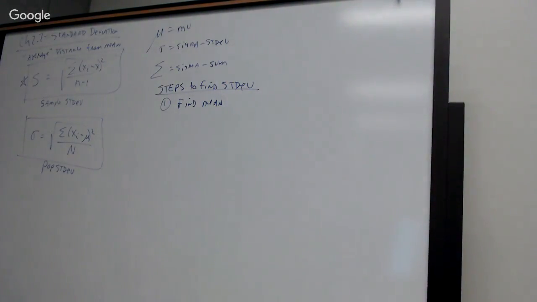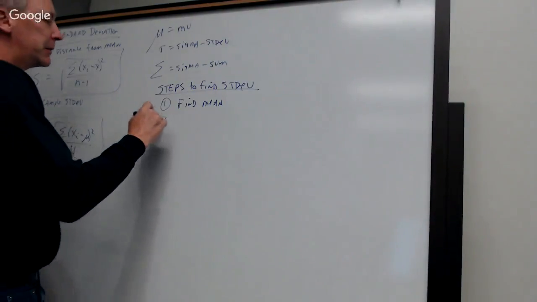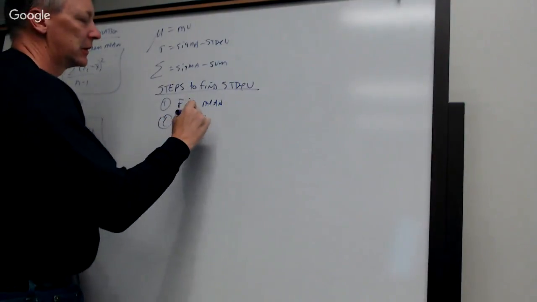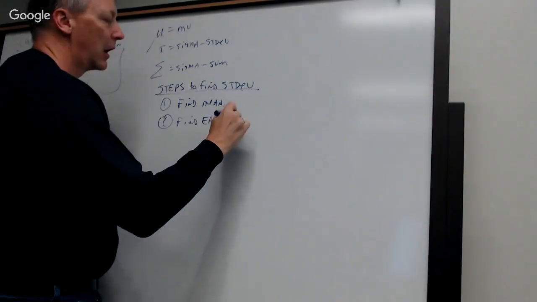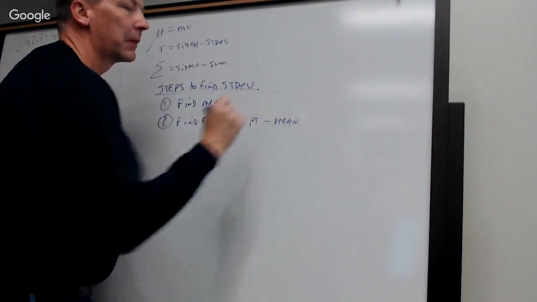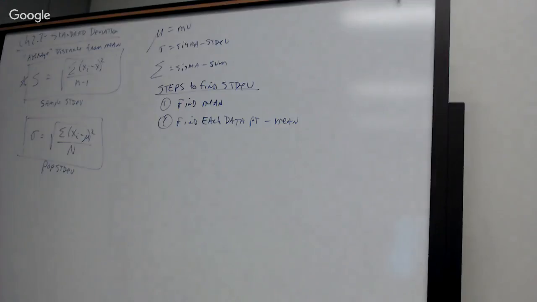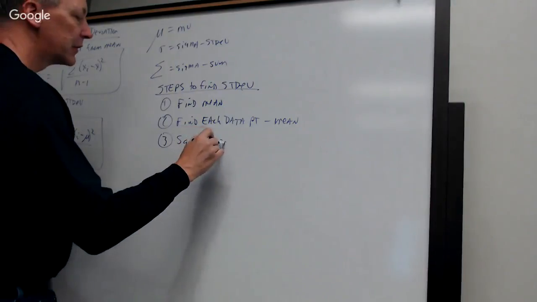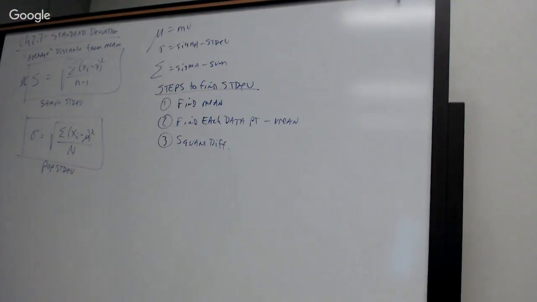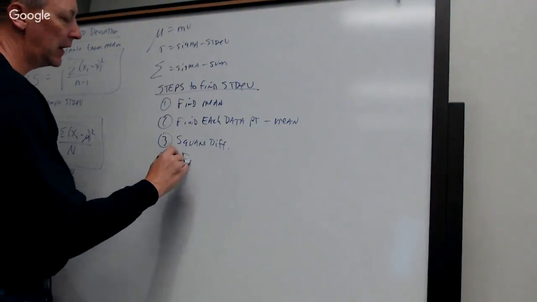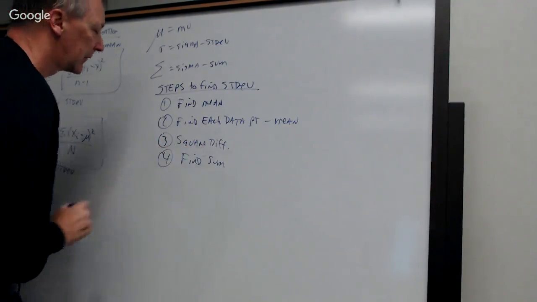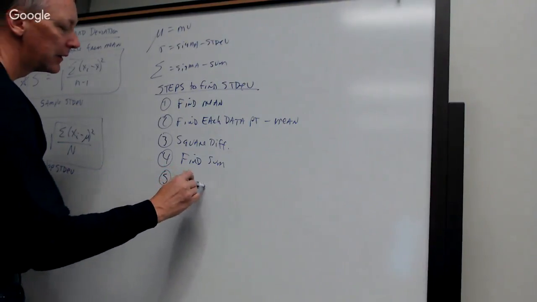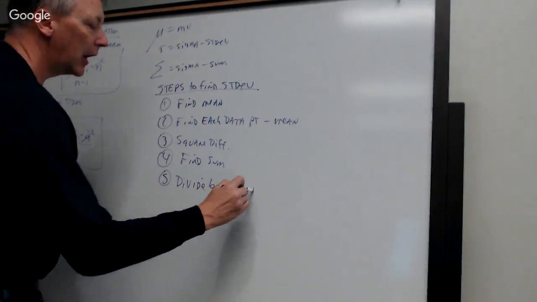We've got allergies, so I'm going to apologize for coughing too much. Number 2, find each data point minus the mean. Number 3, square the difference. Number 4, find the sum. And number 5, you're going to divide by n or n minus 1.